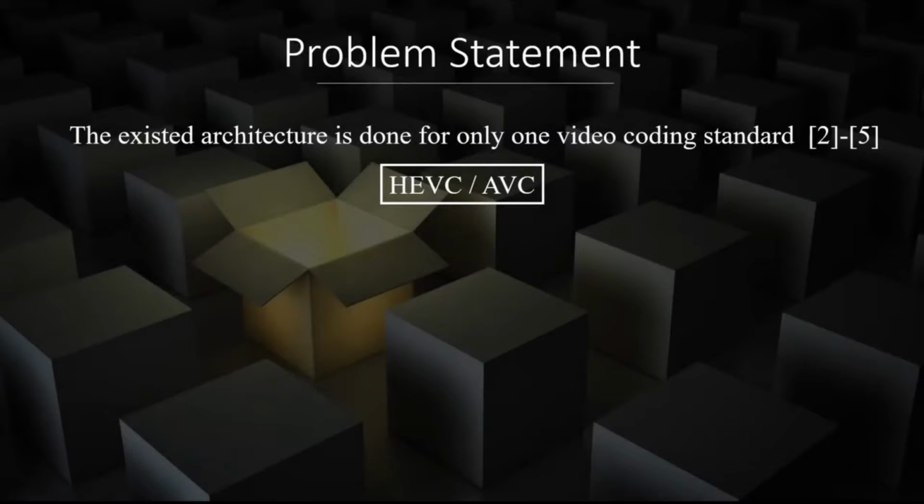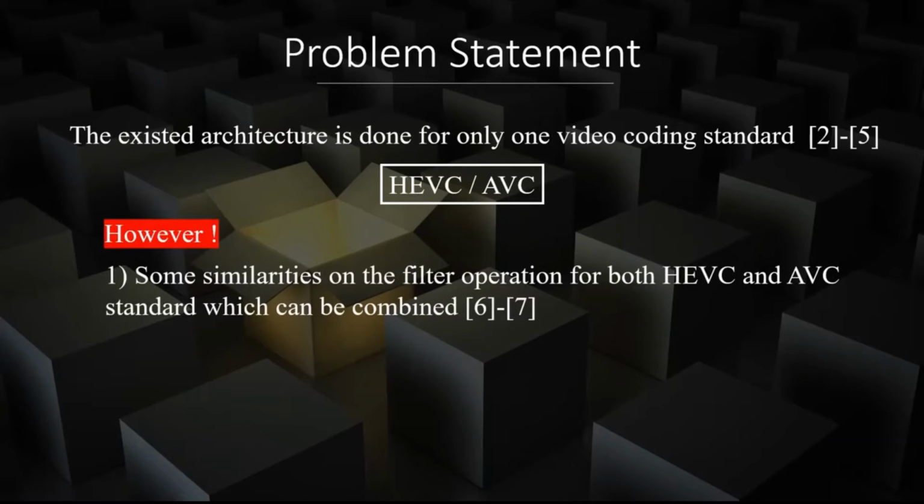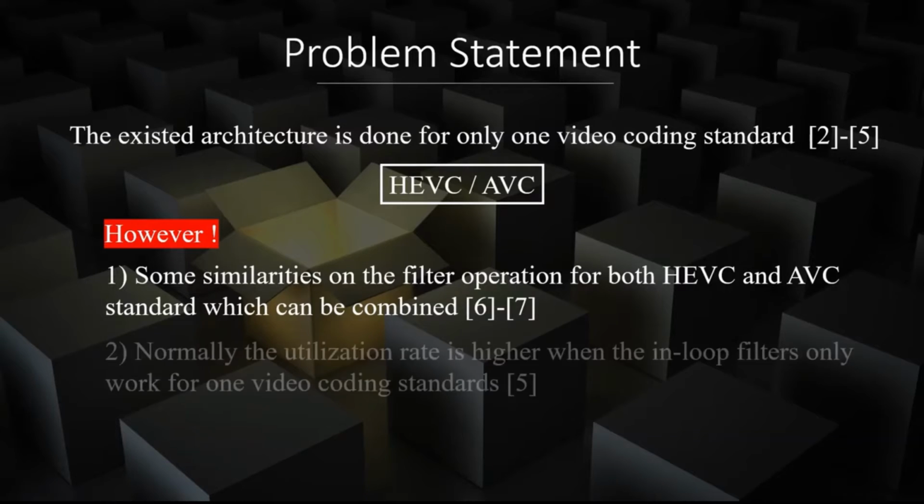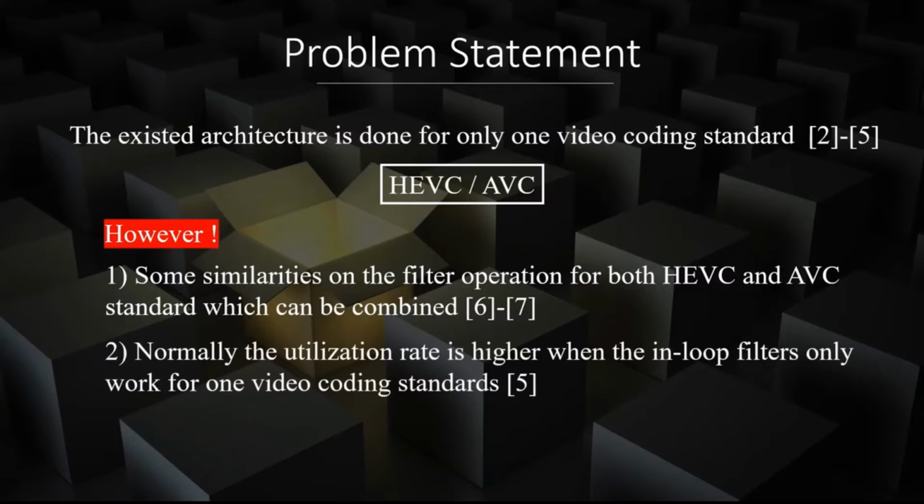Now it comes to the problem statement. Most of the proposed architectures work for only one video coding standard, for example, either HEVC or AVC. However, there are some similarities in the filter operation for both HEVC and AVC which can be combined. Normally, the resource utilization rate is high when the proposed architecture only works for one video coding standard.